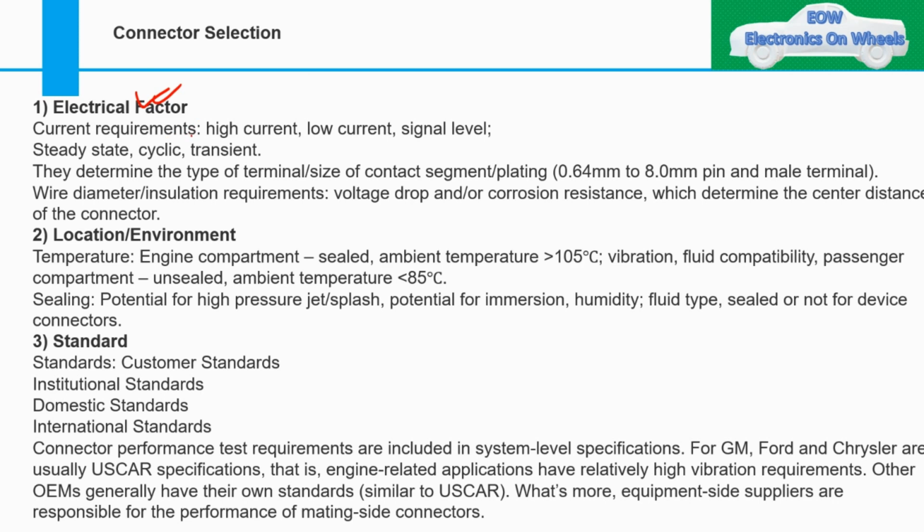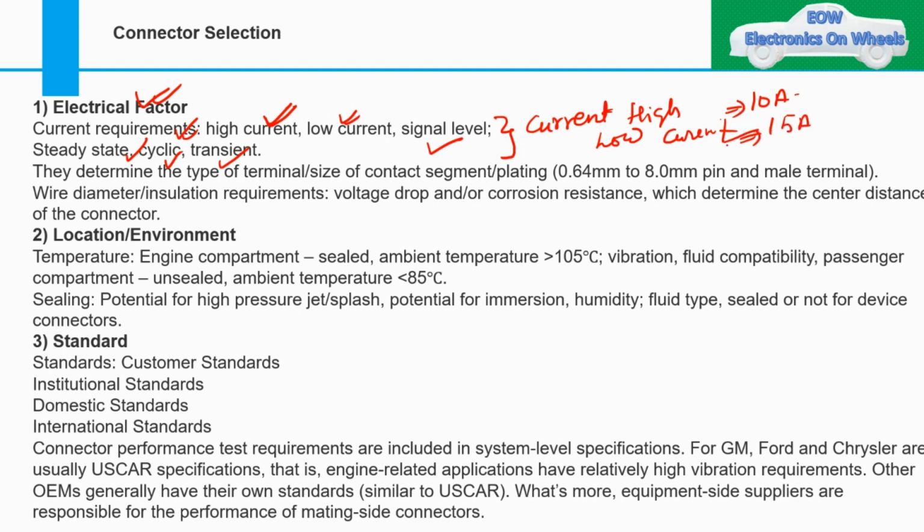So what is in the electrical factor? The current requirement: you may have a high current requirement or a low current requirement, and the signal level, and whether it is steady, cyclic or transient. When you talk about electrical factors, we have to understand our current requirement, whether you are selecting the connector for a high current rating or a low current rating. In the connector catalog, a current rating is mentioned, which is the current it can withstand. But suppose a connector is made for 10 ampere and you are passing 15 ampere of current through the wires in that connector, what will happen? The connector will be damaged.